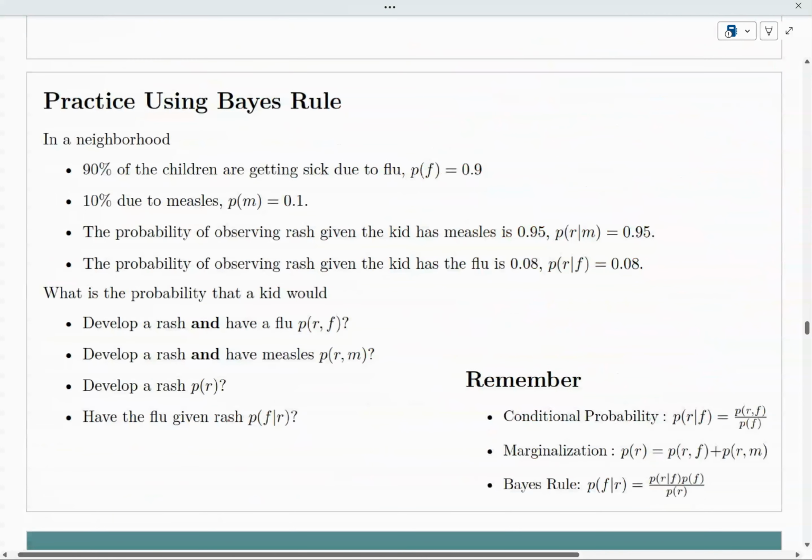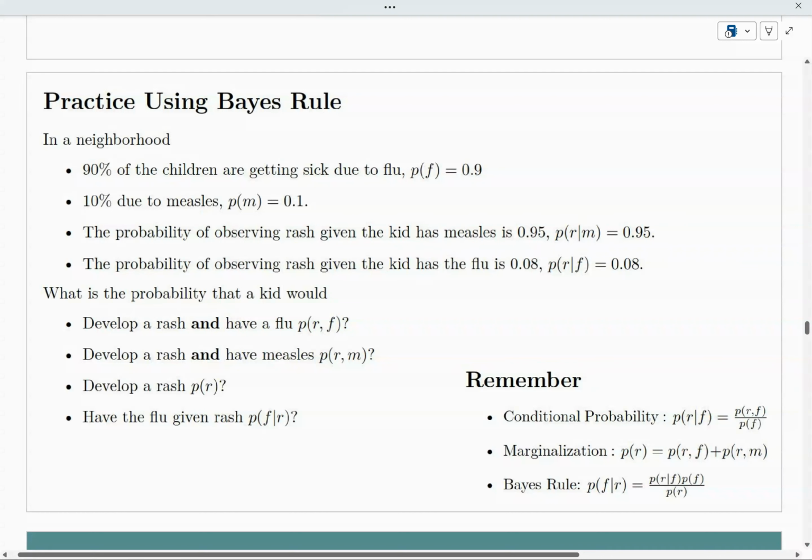and now we're going to practice using it. In a neighborhood where 90% of the kids are getting sick due to flu, the probability of flu is 90%. Probability of measles is 0.1%. The probability of observing a rash given the kid has measles, so rash given measles, is 0.95.